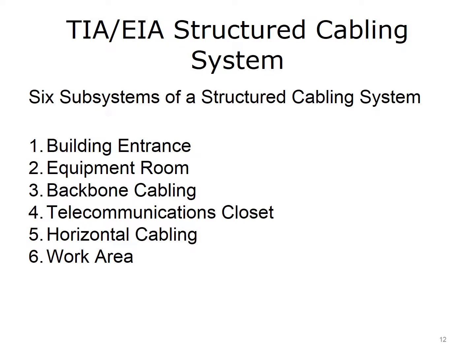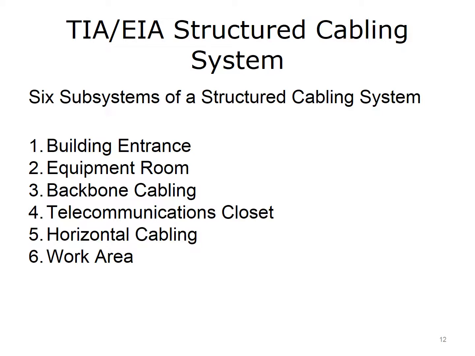Building entrance. This is the point at which outside cabling interfaces with the intra-building backbone cabling. It may also be referred to as the demarcation point, a term left over from the telephone networks. The telephone company network ends and connects with the wiring at the customer premises. Equipment room, where the equipment to provide the connection between the intra-building network and external network resides.